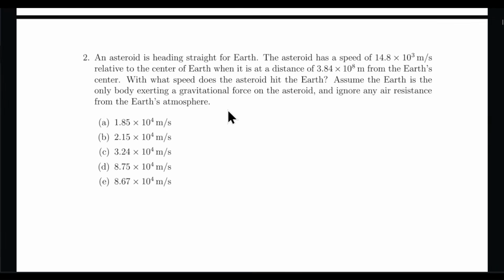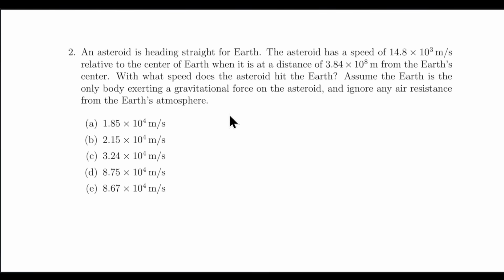Right. The next question is, an asteroid is heading straight for Earth. The asteroid has this much speed relative to the center of the Earth, when it is at a distance of this many meters from the Earth's center. With what speed does the asteroid hit the Earth? Assume that the Earth is the only body exerting gravitational force. Ignore any resistance from the Earth's atmosphere.